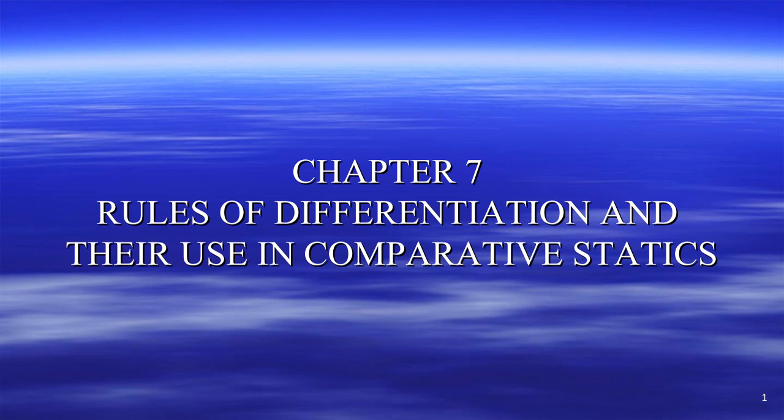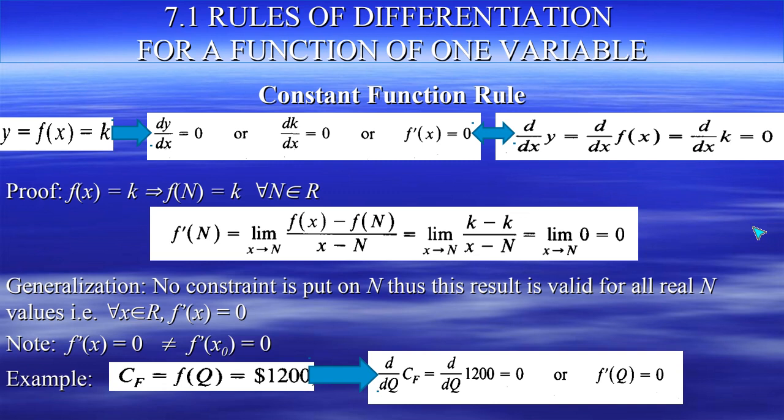First we will deal with the rules of differentiation for a function of one variable, and then we will apply the rules for multivariate functions as well. For the moment, we will be dealing with functions of one variable only. The constant function rule is the simplest one.